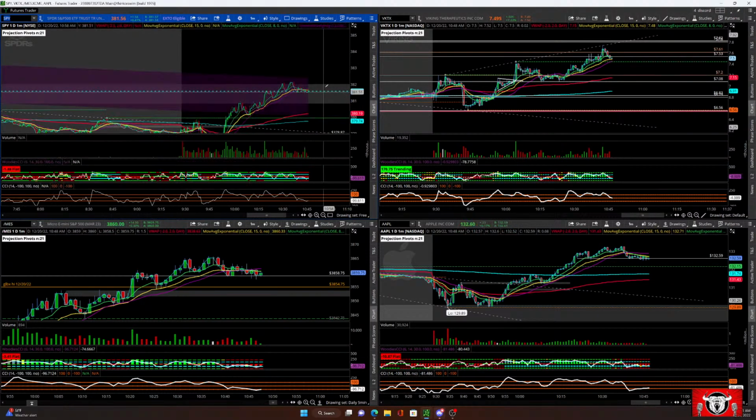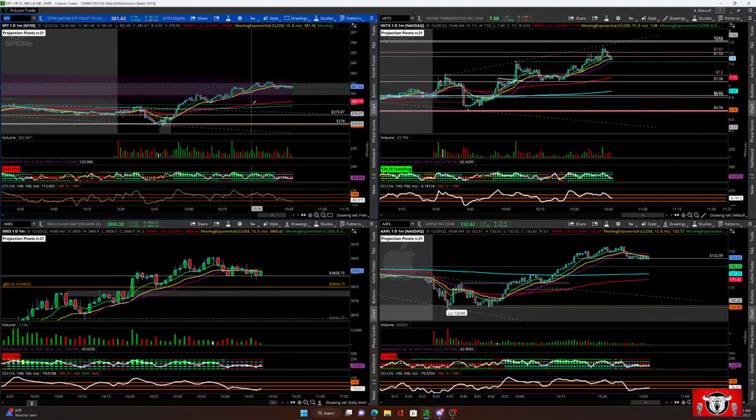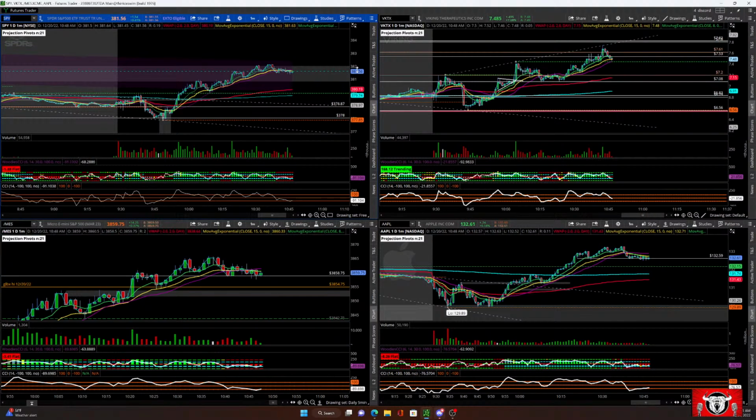And these are all 0 DTEs, so yeah, because of that I can only build on a position the same day. I can't turn it into something else. Well, I guess the calendar would let me turn it into something else, but I don't know exactly how that works. I've never traded a calendar before.